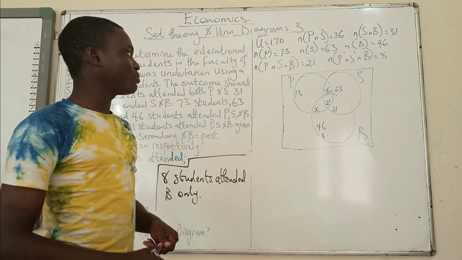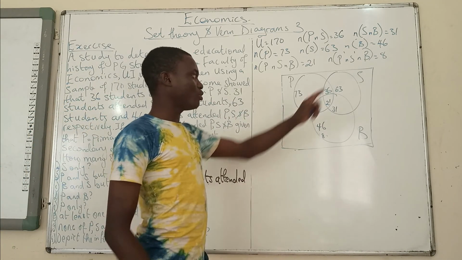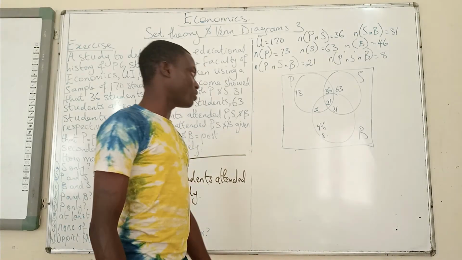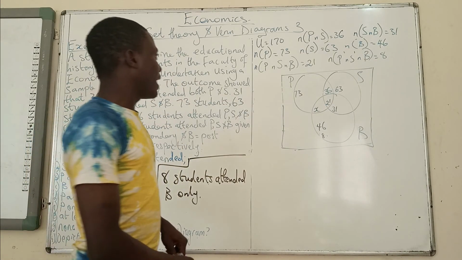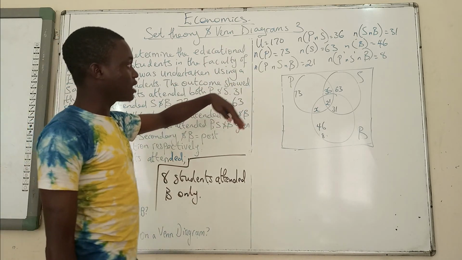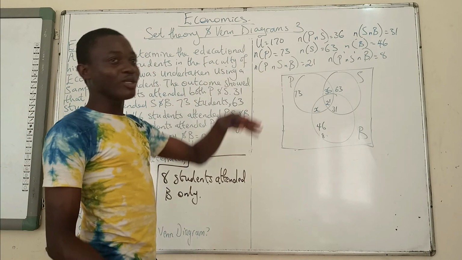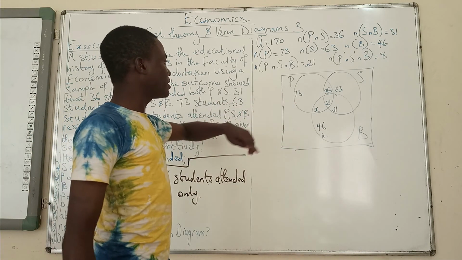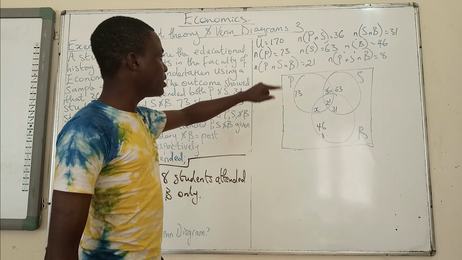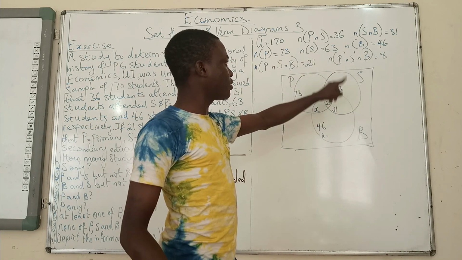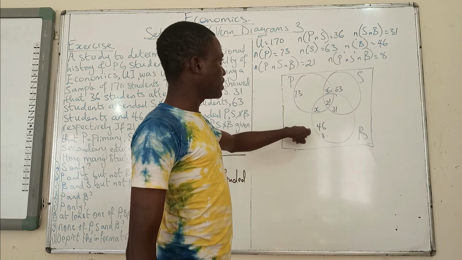Now, since P represents primary education, we name one P, we name the other one secondary, and then we name the third circle post-secondary. Okay, and so now we start fixing all of these things. Universal set is 170, so you can just keep that somewhere. Number of people that went to primary school in total, there are 73. So we write 73 inside the circle that belongs to P. Number of students that attended secondary school education in total, 63. The same thing for B, which is 46.